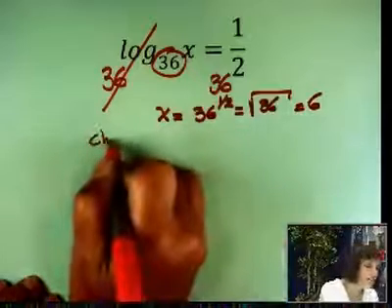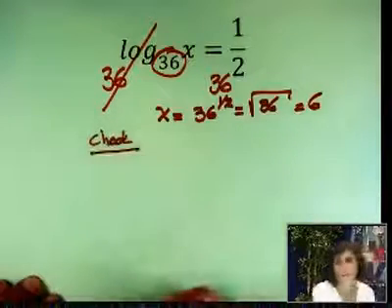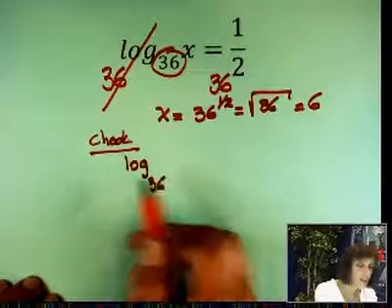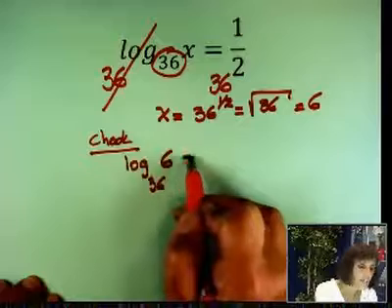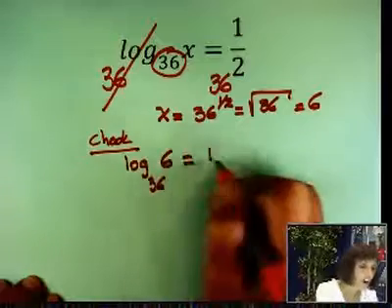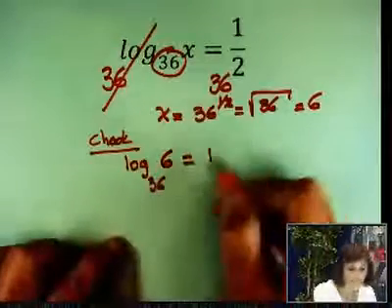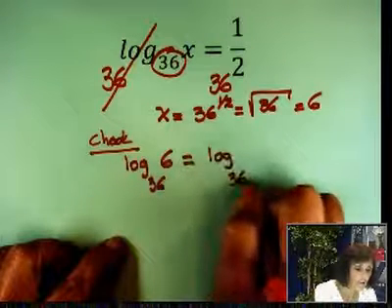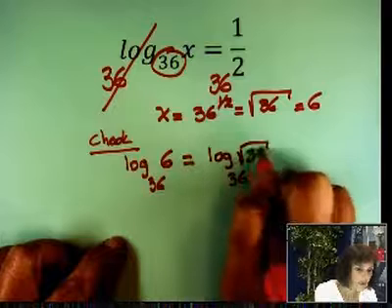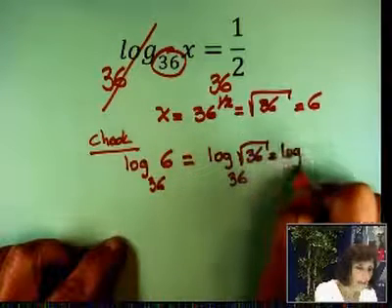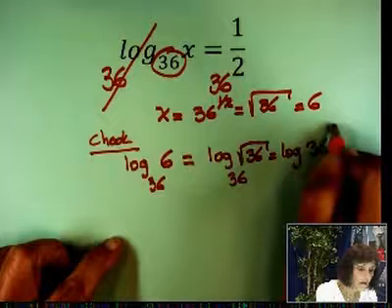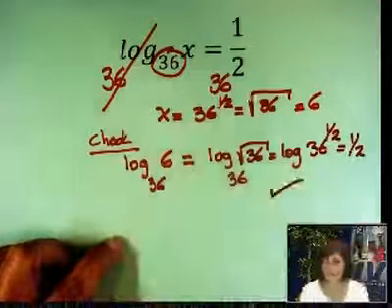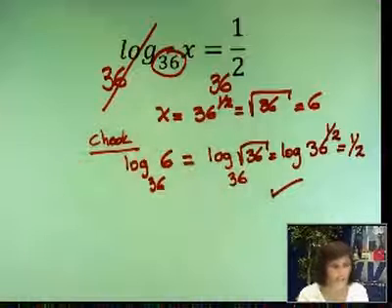Always check. Check with your original equation. What is log base 36 of 6? I know that these two have to match. 6 is the square root of 36, right? Square root of 36, which is that. Alright, it is checking out. That is good. I don't have any negatives or anything.